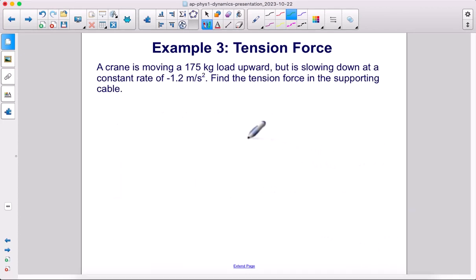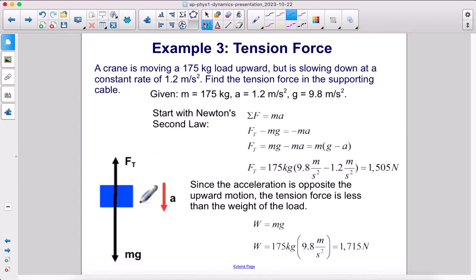A crane is moving a 175 kilogram load upward, but is slowing down at a constant rate of negative 1.2 meters per second squared. Find the tension force in the supporting cable. In this case, the load is moving upwards, so its velocity is upwards. However, it's slowing down, which means its acceleration is downwards, negative.